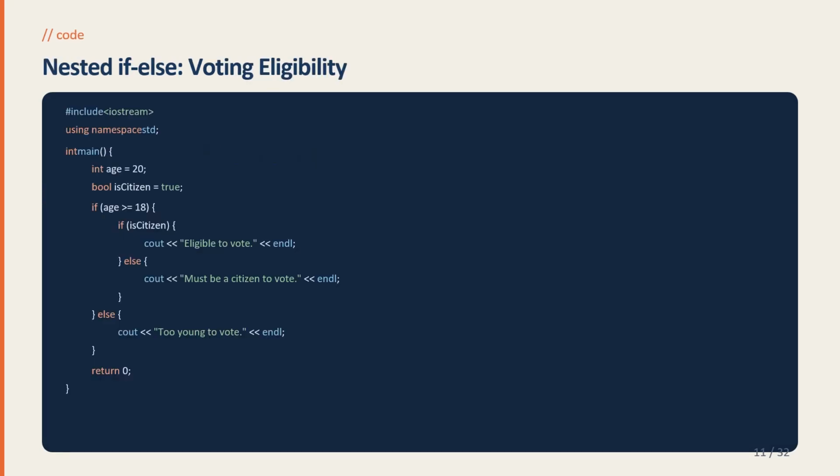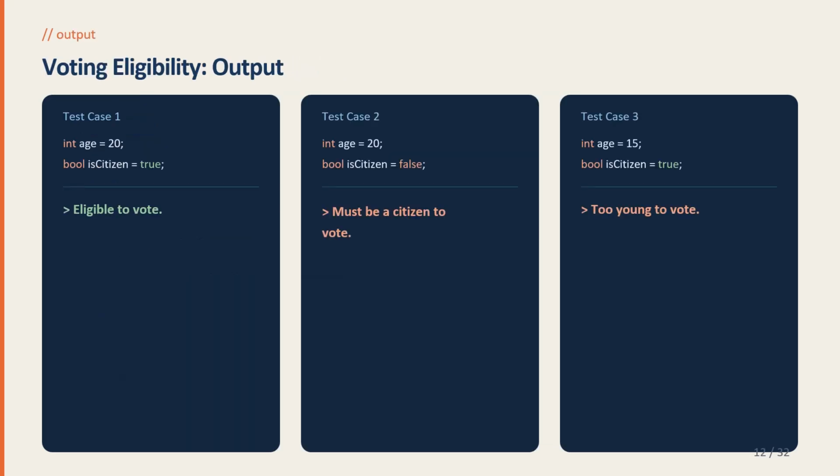This is a voting eligibility example program. This example uses nested conditions to determine voting eligibility. A person must satisfy two conditions here: being at least 18 years of age and being a citizen. And here is the result output. The different test cases demonstrate how changing age or citizenship changes the program's output. Both conditions must be satisfied for the person to be eligible to vote.